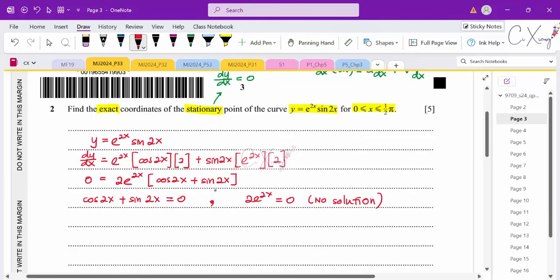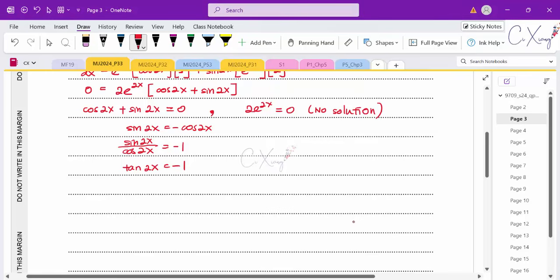Okay, so now we will emphasize on this part. We will focus on this part here. So to solve this equation, I'm having sine 2x equals to negative cos 2x. I can bring the cos over, become sine over cos. So what's the identity for sine over cos? Yeah, so you'll be having tangent here. So you're having tangent 2x equals to negative 1.